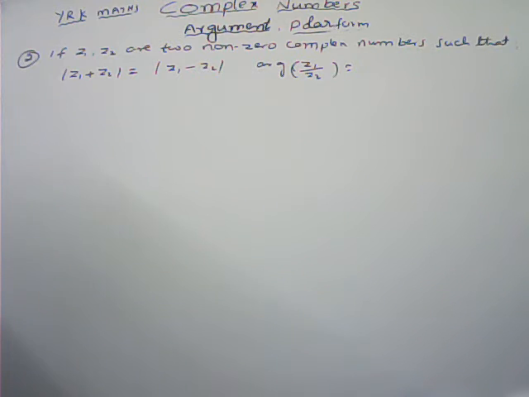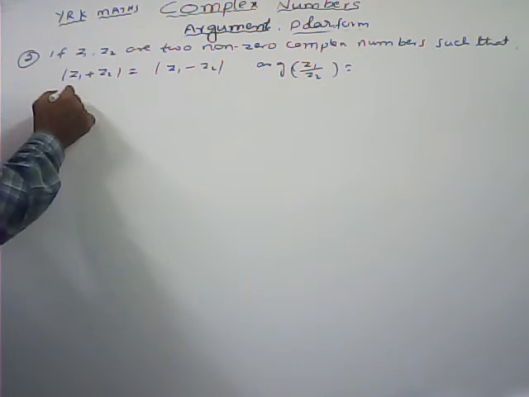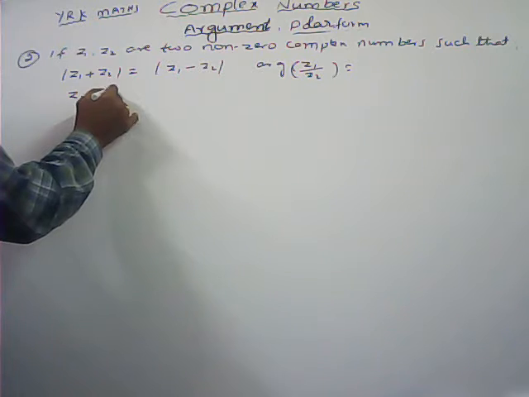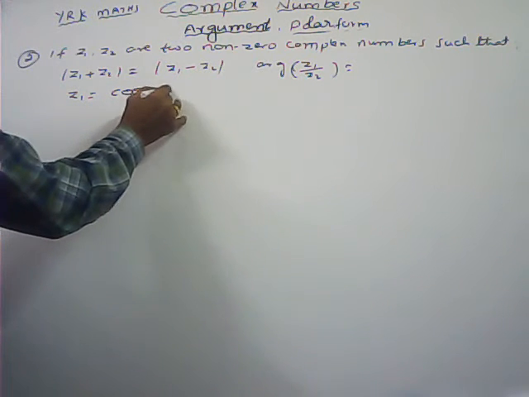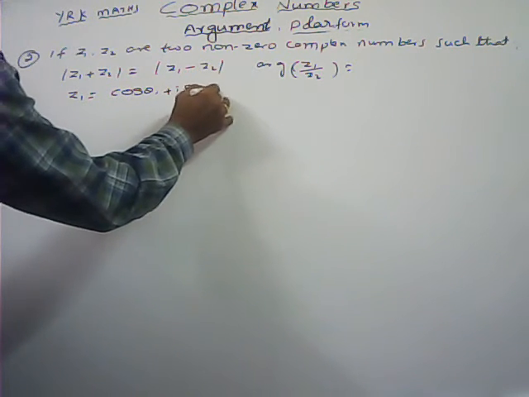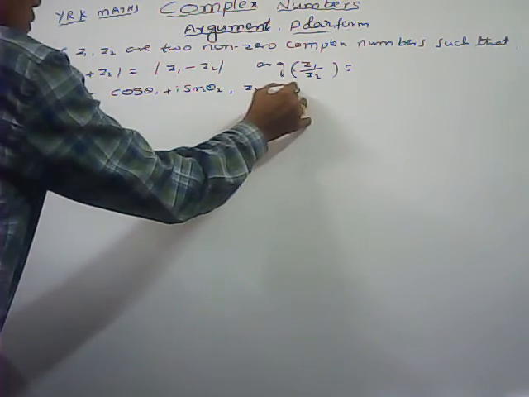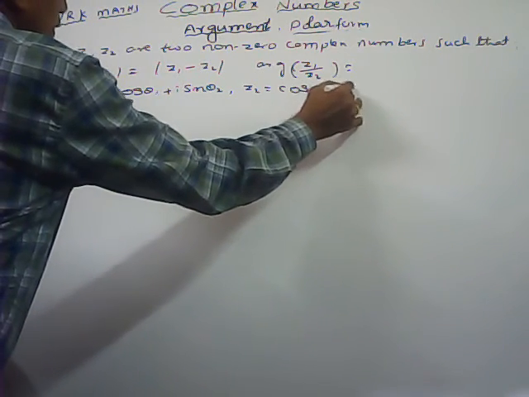Next one more. If z1, z2 are two non-zero complex numbers such that modulus of z1 plus z2 is equal to modulus of z1 minus z2, then what is the value of the argument of z1 by z2? Here also the same procedure, same way I am going to solve this one. Here also I am taking z1 is equal to cos theta 1 plus i sin theta 1, z2 is equal to cos theta 2 plus i sin theta 2.